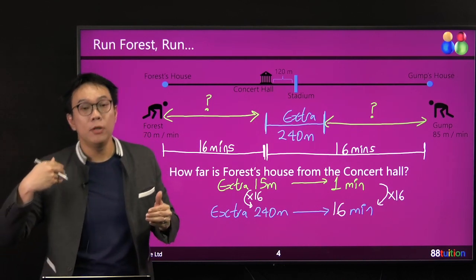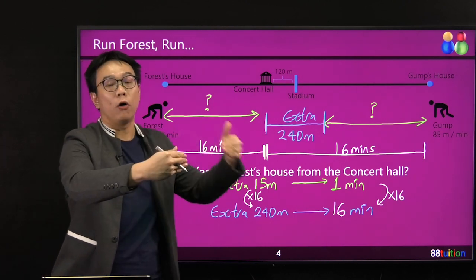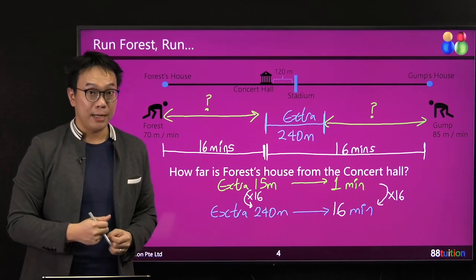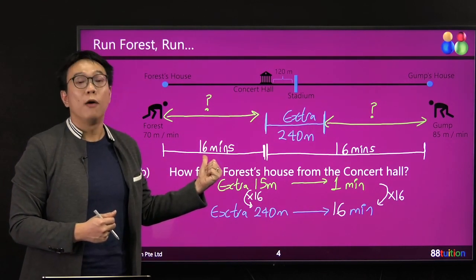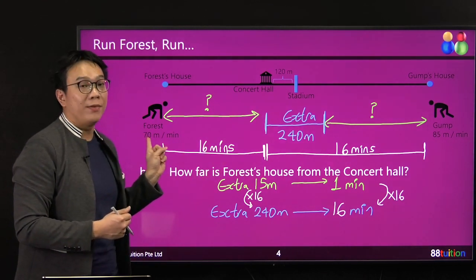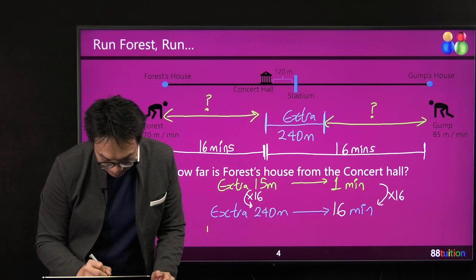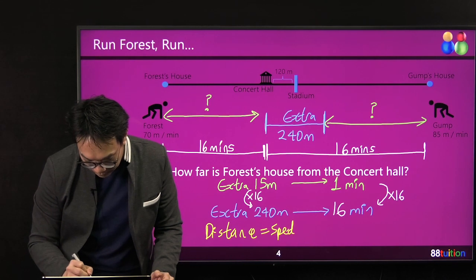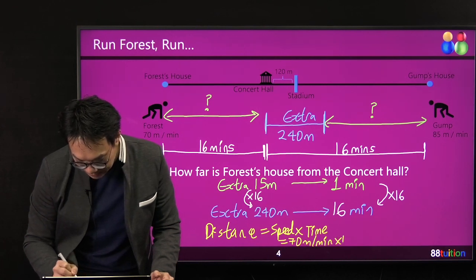So our dear Gum ran for 16 minutes. Our dear Forrest also ran for 16 minutes. But what is the thing that is different? It's the speed. One is faster, one is slower. So in this case, we know that from here to here, they meet at the concert hall. He took 16 minutes. Who? Forrest. And what is his speed? 70 meters per minute. How far are you looking for? Distance. Distance is equal to speed times time. What's the speed? Speed is given as 70 meters per minute. And what's the time? Time is 16 minutes.